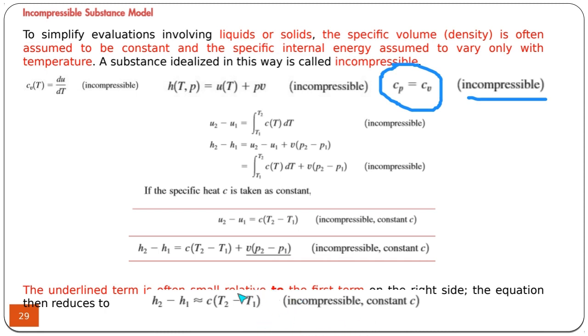However, most of the time, this term with pressure may be very small, because incompressible liquids, such as liquid water, have a very small specific volume, so this term almost vanishes, and at the end you have the enthalpy change for a substance with a constant C and incompressible substance.